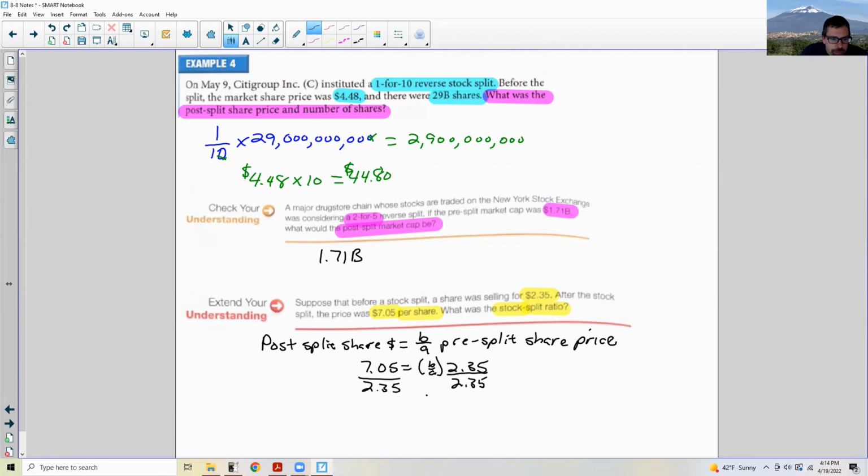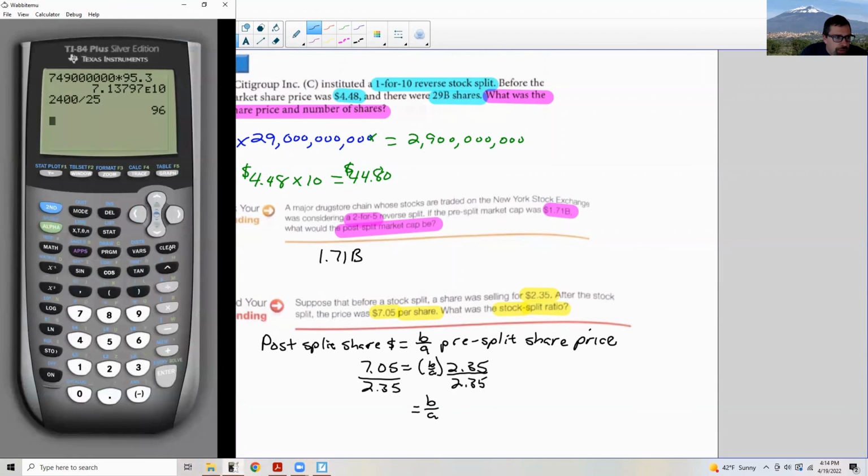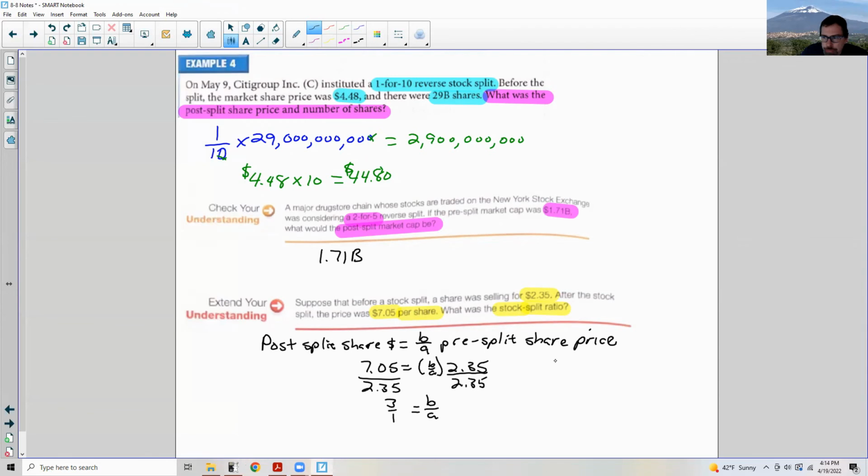Okay, those cancel. We get B over A equals, and if I go to my calculator real quick, just to show you where that comes from, 7.05 divided by 2.35 equals 3. 3 as a ratio is 3 over 1. So it is what we would say is a 1-for-3 split.